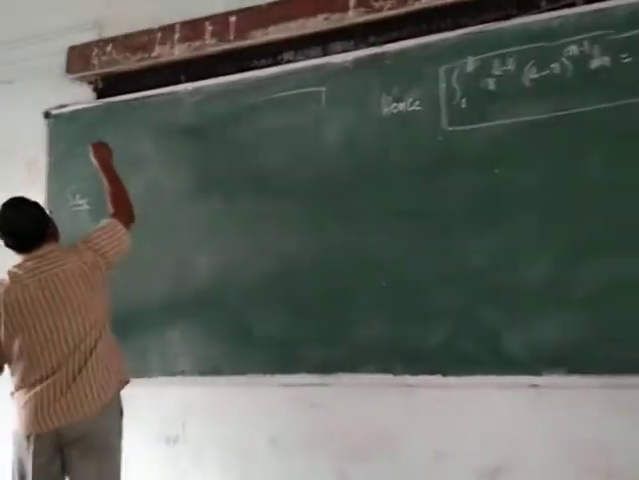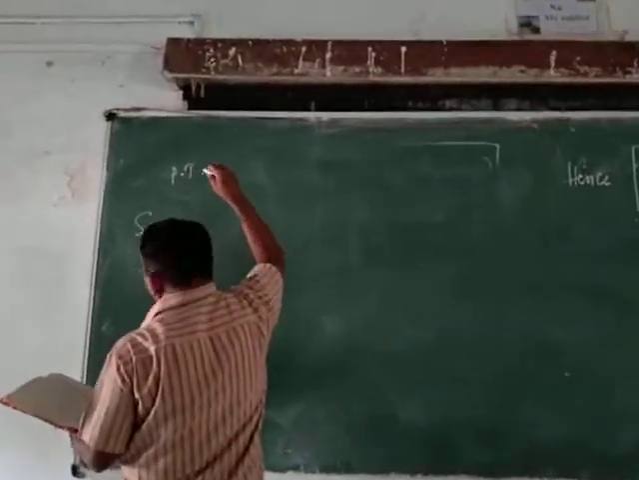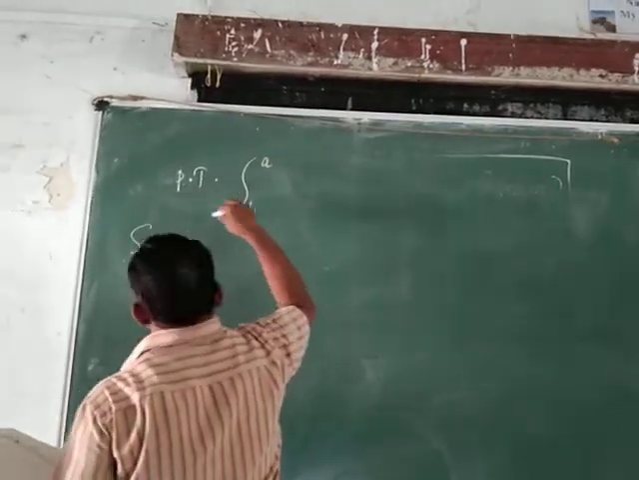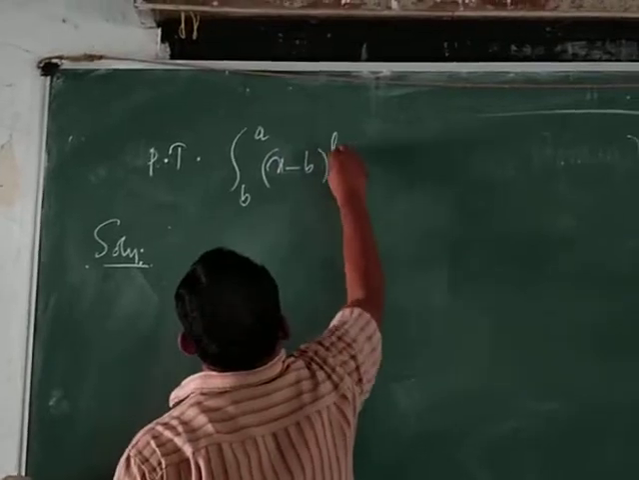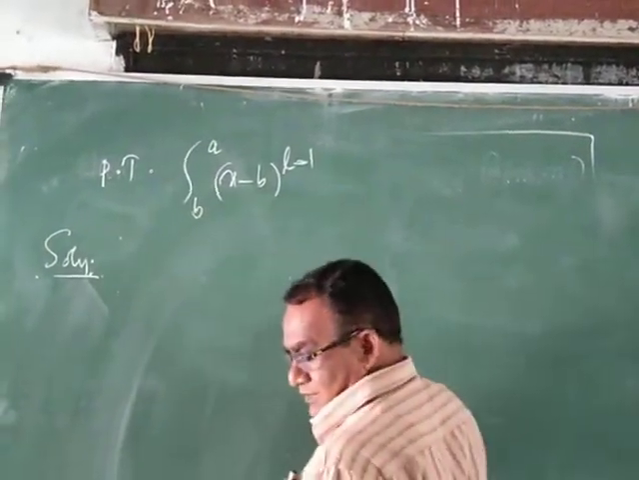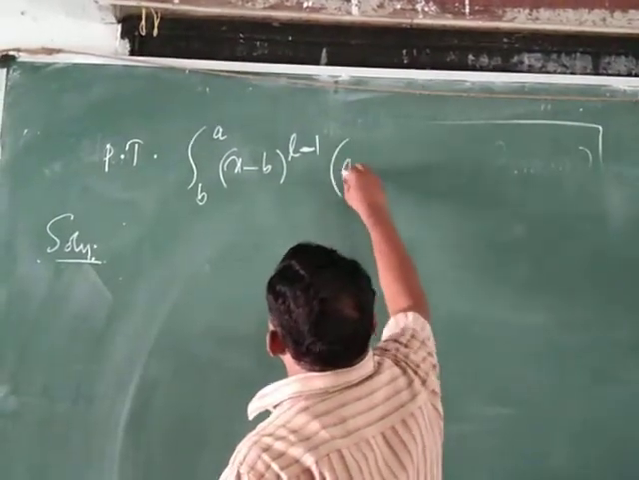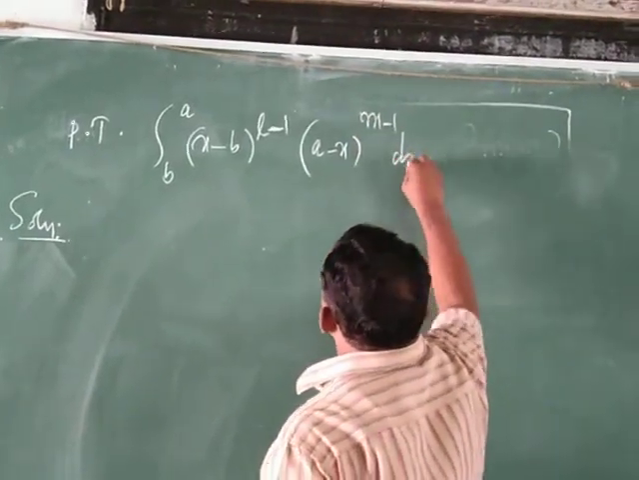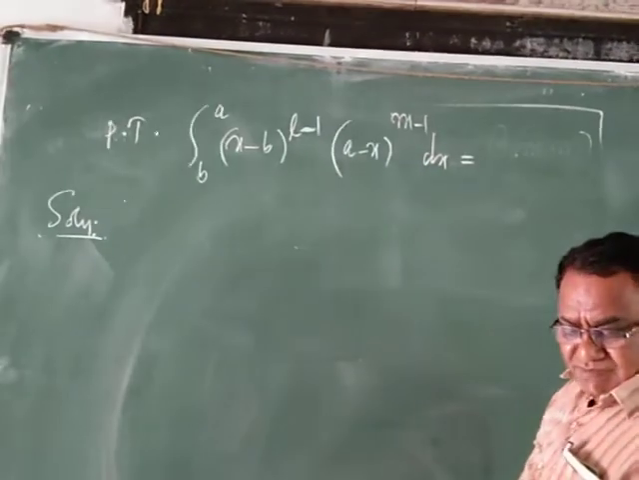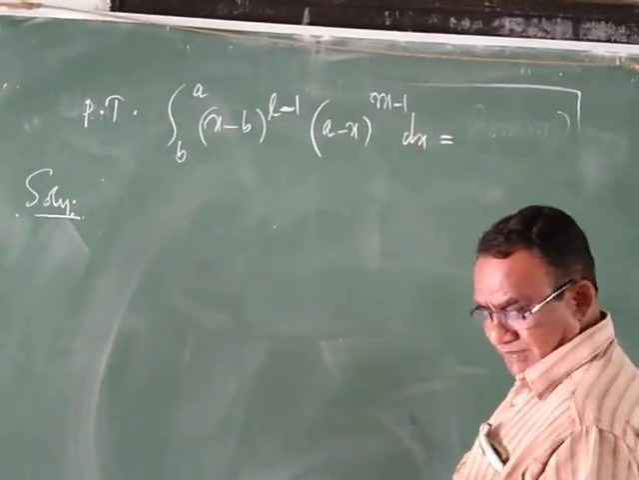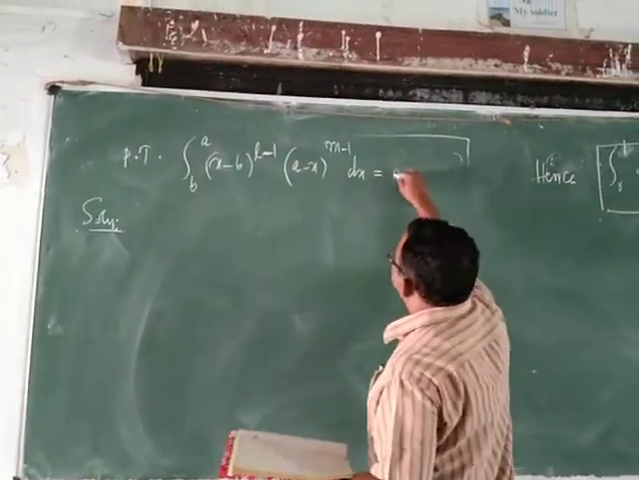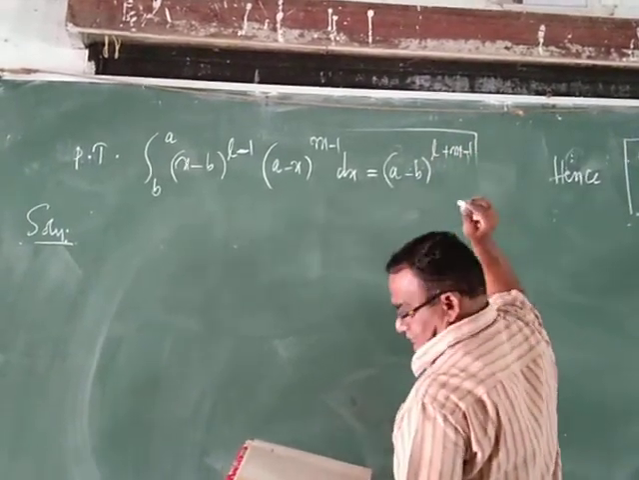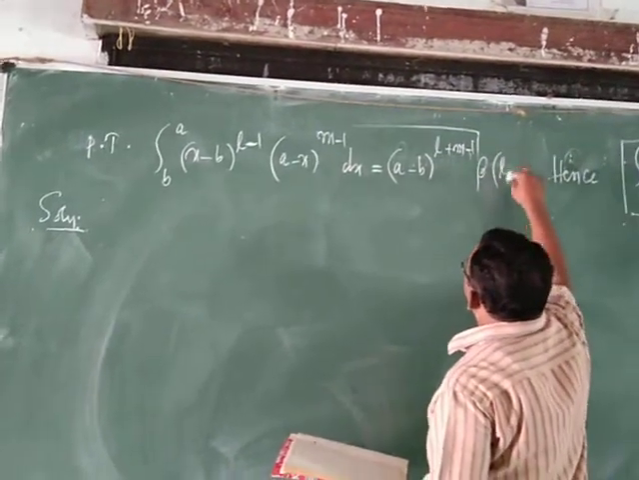The next example is this: prove that integral from b to a of x minus b whole to the power l minus 1 into a minus x whole to the power m minus 1 into dx is equal to a minus b whole to the power l plus m minus 1 into beta l, m.